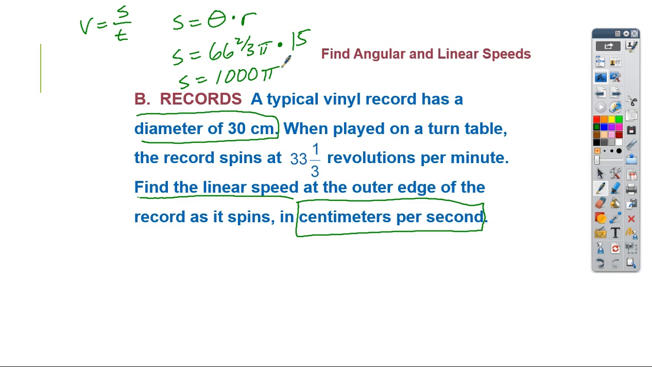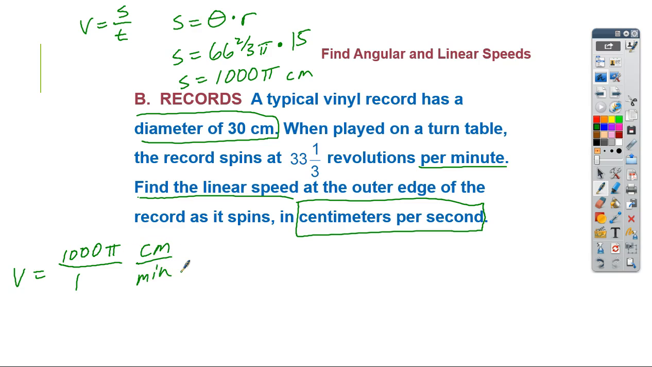Great. What is that going to be measured in? Centimeters. So my distance traveled is 1,000 pi centimeters. All right, so now I find out my velocity. My velocity then is 1,000 pi centimeters, that's my s, over time. How much time did that happen in? I read up here again that it happened in 1 minute. So my units here are centimeters per minute. And you think I'd be done. But wait a second, I'm not done. Let me rewrite this here. It's centimeters per minute.